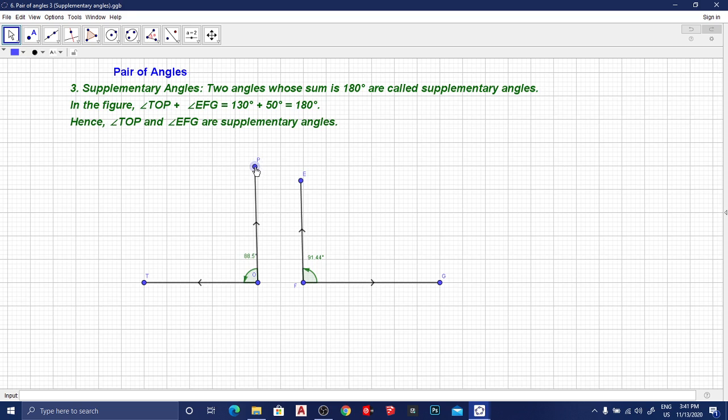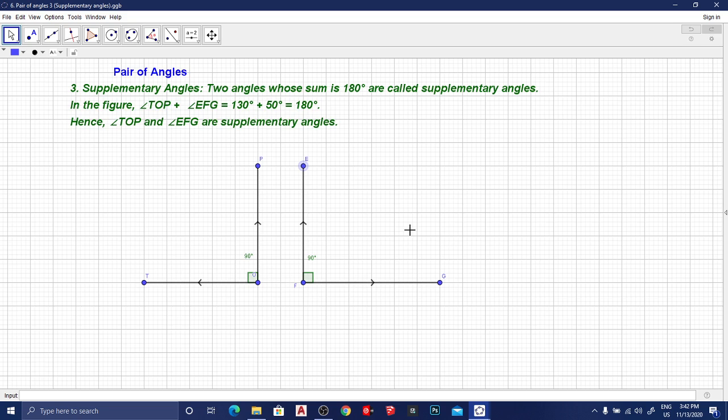So exactly, if you take 90 degrees like this, 90 plus 90 is 180 degrees. So two angles whose sum is 180 degrees are called supplementary angles. Supplementary angles are also shown separately like this.